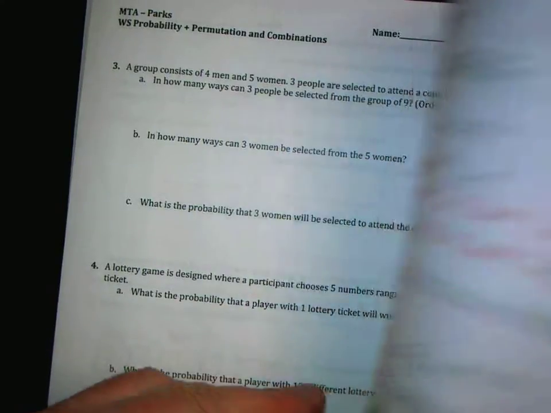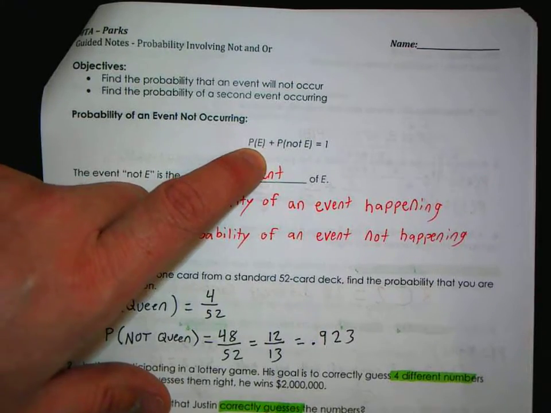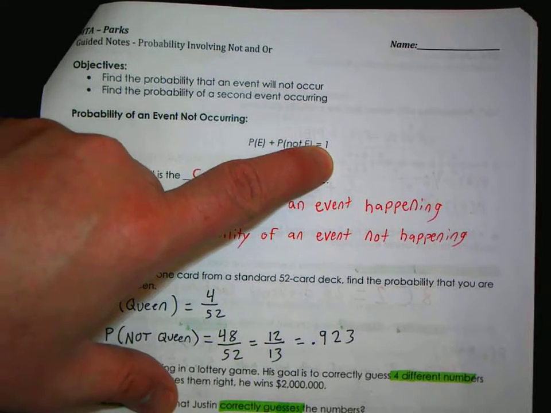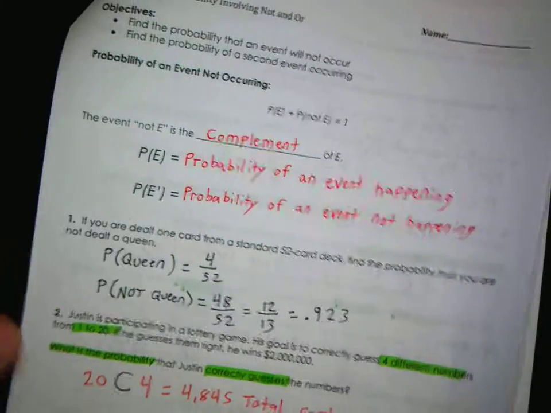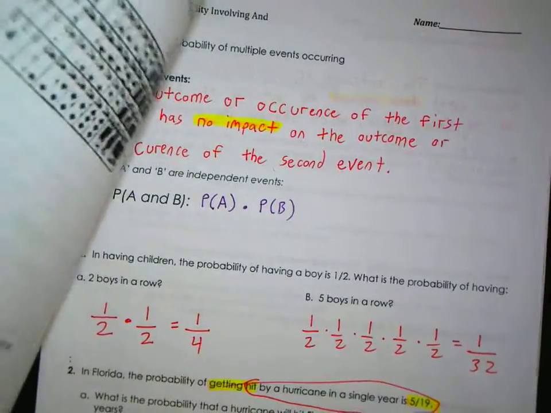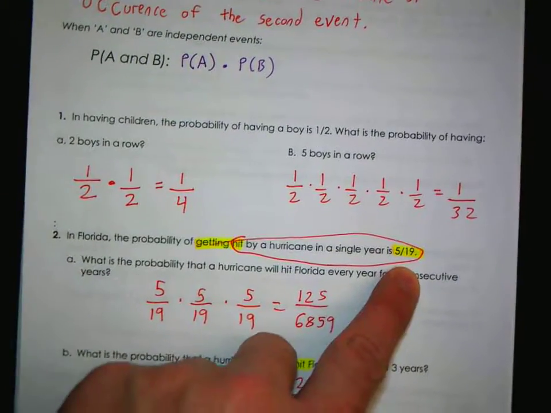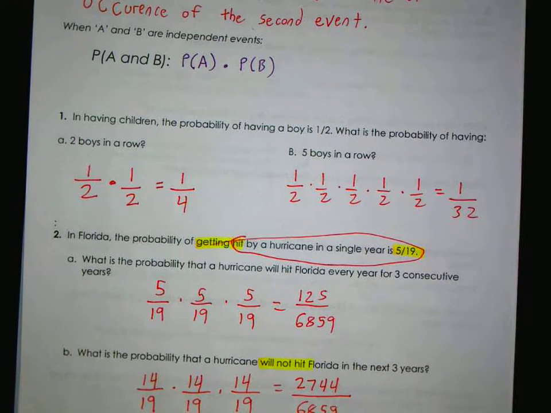So from yesterday, the probability of something happening and the probability of something not happening always equals 1. So I basically took 19 out of 19, which is 1, minus 5 out of 19. We got 14 out of 19. Does that make more sense?